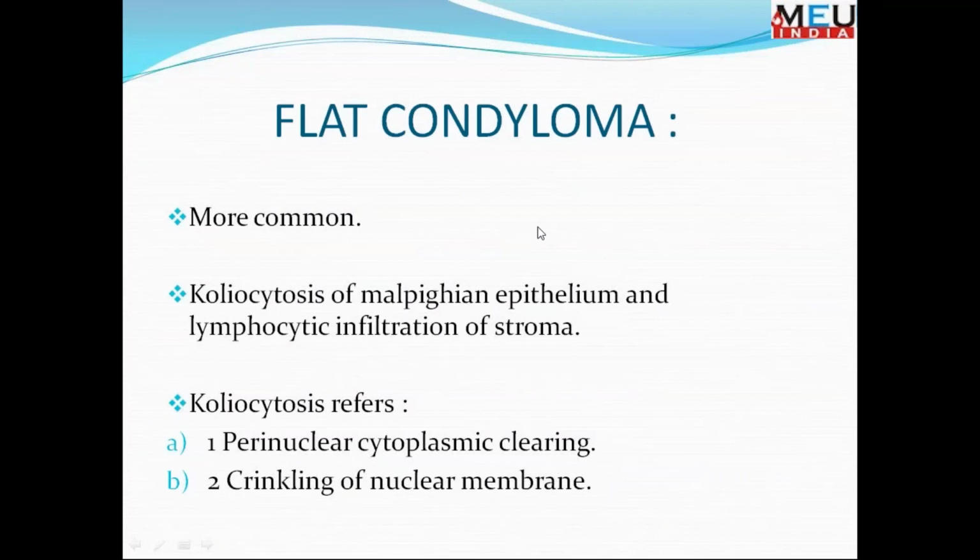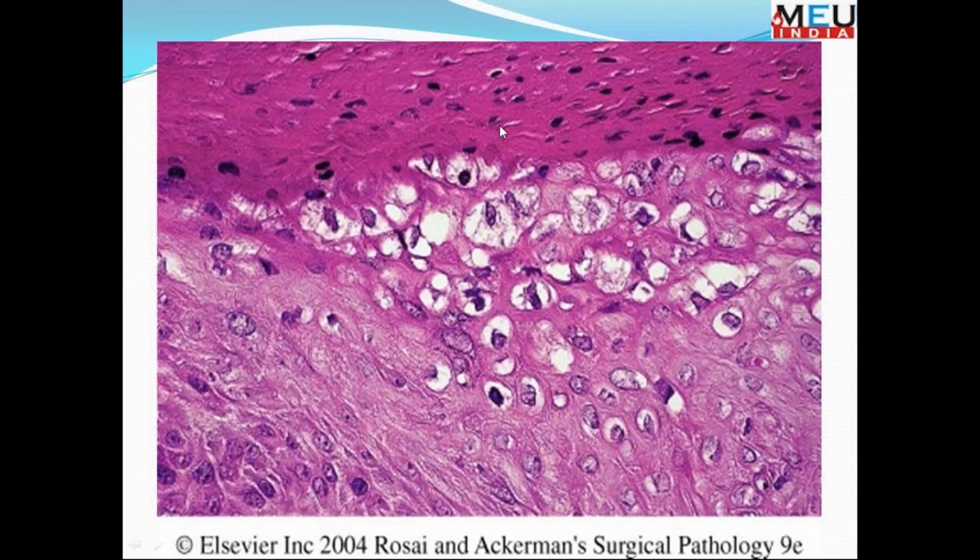The flat condyloma involves the koilocytosis of the Malpighian epithelium. The flat condylomas are more common, and they involve koilocytosis of the epithelium and the basal epithelium, along with the lymphocytic infiltration of the stroma. And koilocytosis involves the perinuclear cytoplasmic clearing along with crinkling of the nuclear membrane. So this is the koilocytosis, and here there is parakeratosis. These are the features of a flat condyloma.